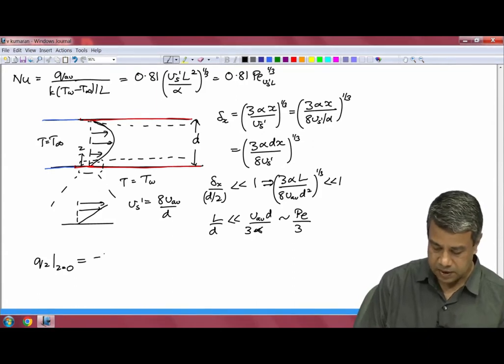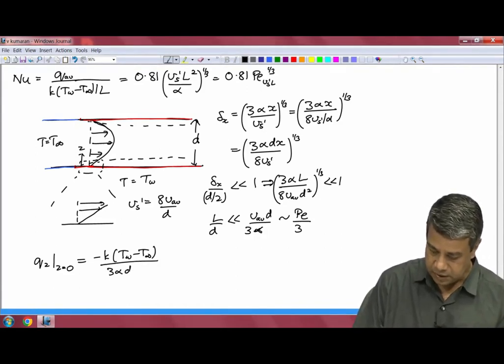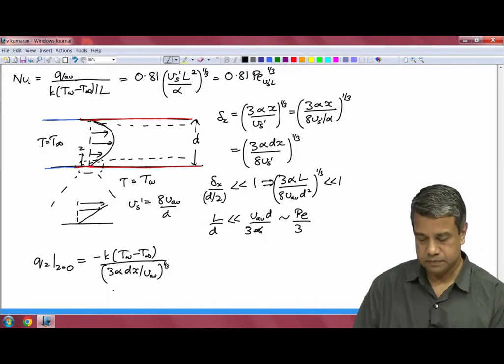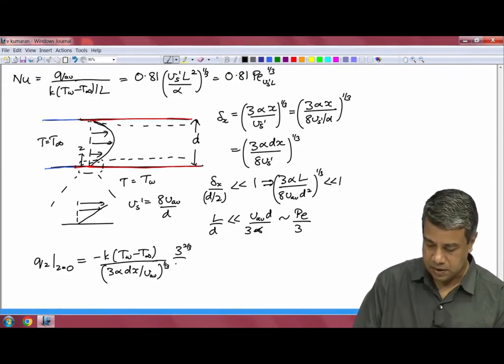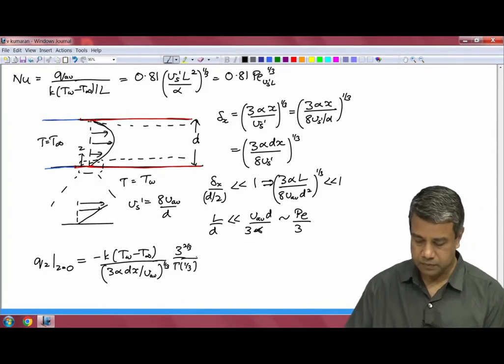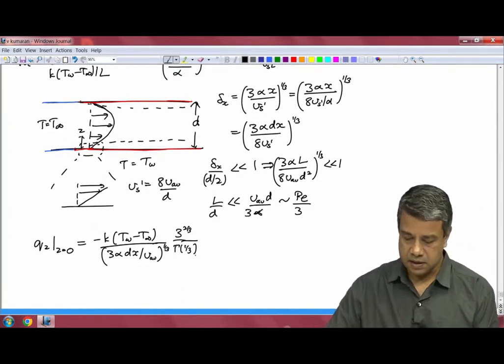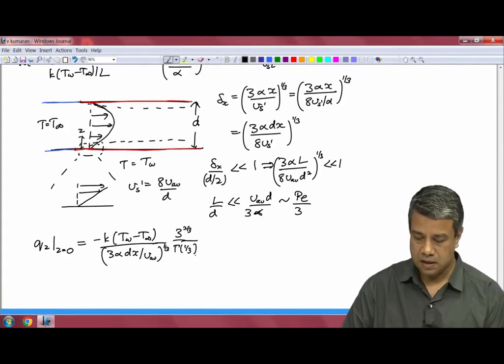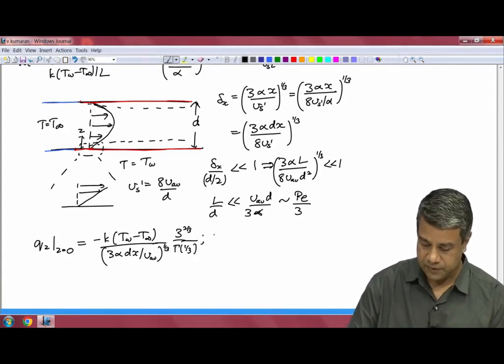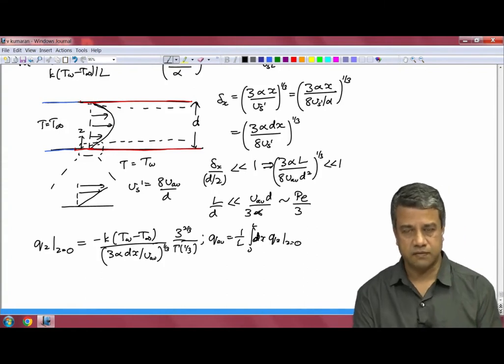This is equal to minus k into Tw minus T infinity, by 3 alpha d x by V average, whole power 1/3, times 3 power 2 by 3 by gamma of 1/3. So, that is the flux at a given location x. I can get the average flux, q average is equal to 1 by L integral 0 to L of q z at z equal to 0. So, that is the average flux.